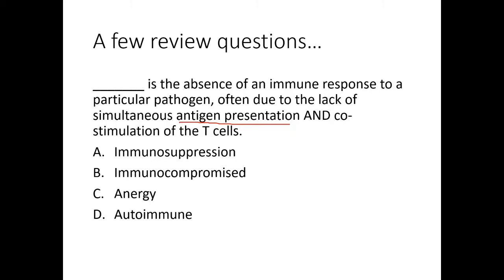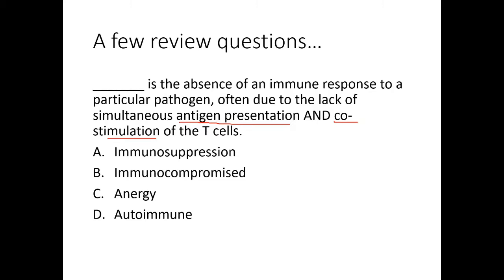So essentially an APC presents a piece of a pathogen to a T cell or to a B cell, and the simultaneous co-stimulation of the T cells. Okay, so this is what we should go after, and no, really, this is dangerous, right? So both of these messages at the same time. And so if we don't have both at the same time, what is produced?